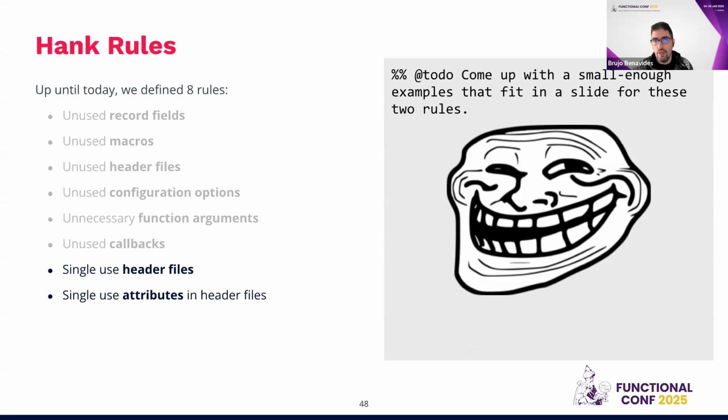Finally, Hank will also emit warnings about header files that are included in just one module, and so they can be part of the module instead of being out of it. And attributes like macros or records that are defined in a header file but used in a single module. Again, they can be moved to that module directly. This is a very useful rule because by making these kinds of things private to the module where they are used, Hank and other tools like Elvis, Xref, and Dialyzer can more easily and more accurately detect issues within that module.